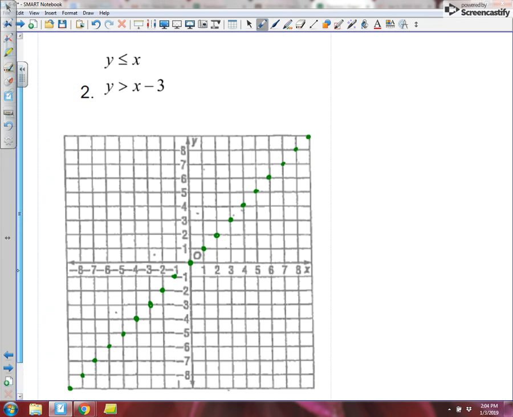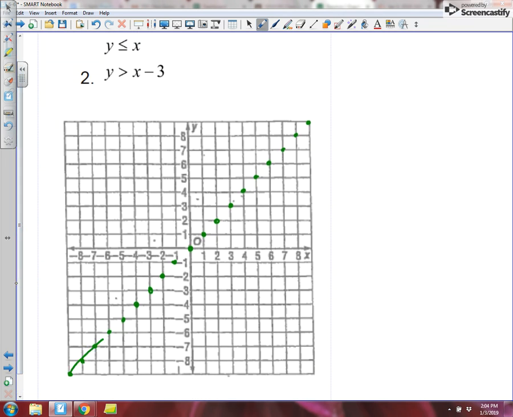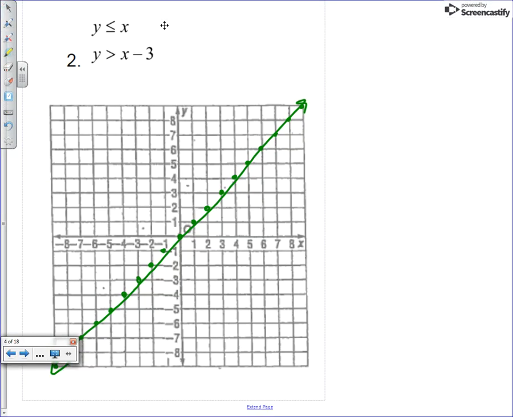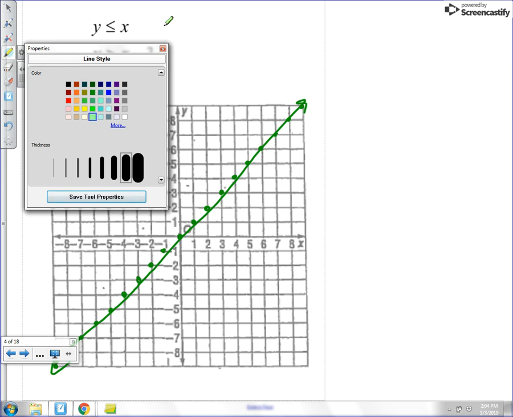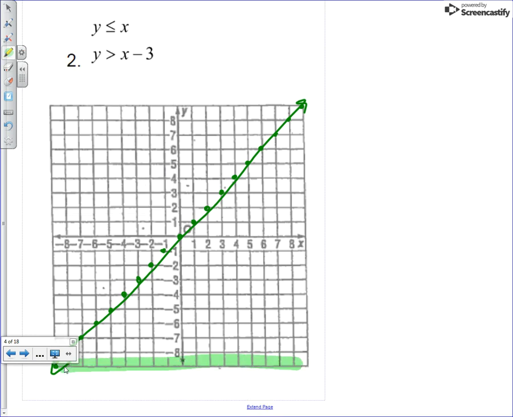Solid or dashed? Solid. Am I going to shade above or below? I kind of want a different color. There we go. Below, because it was less than.